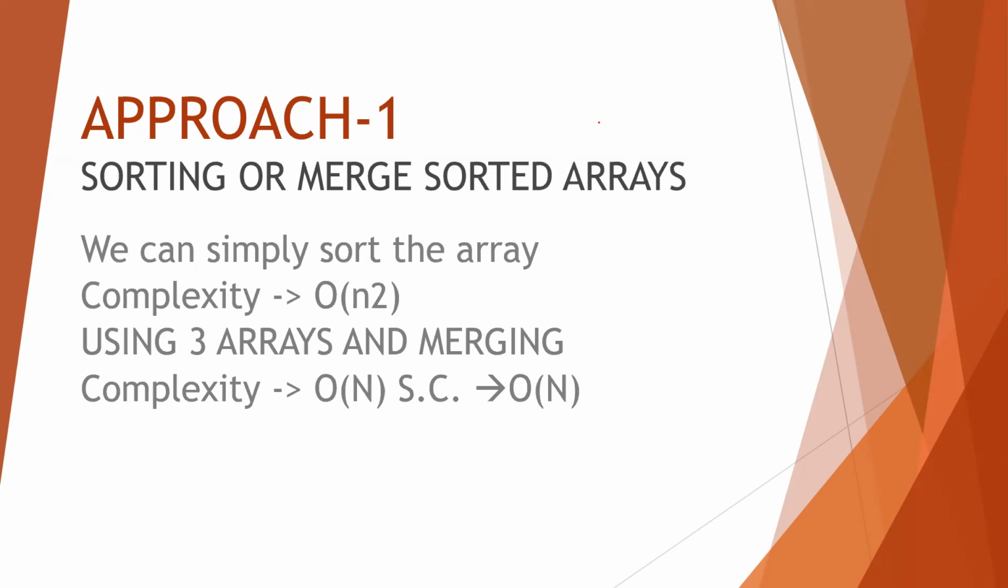Okay. The next approach which we can use is merge sorted arrays. Yes, we can take three arrays and we can have zeros in the first, ones in the second, and twos in the third. And then we can apply the logic of merge sort arrays and we can merge it. So it will take the space complexity of around O of n, but the time complexity will be around O of n. So is there any more optimized approach?